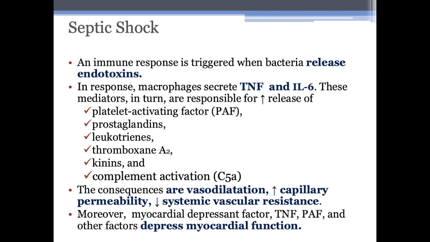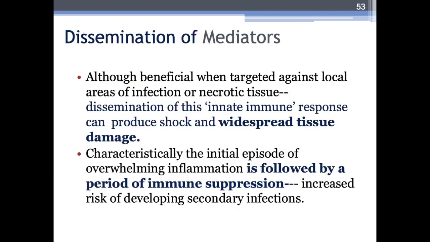Unfortunately, the influence of these pro-inflammatory mediators spreads into inner organs, and firstly it can depress the myocardial function, which gives this vascular insufficiency a cardiovascular character. And we see in the patient with septic shock very wide dissemination of mediators, which leads to damage of the peripheral tissue. So it leads to widespread tissue damage, and unfortunately this overwhelming infection is usually followed by a period of immune suppression, with increased risk of development of secondary infections.